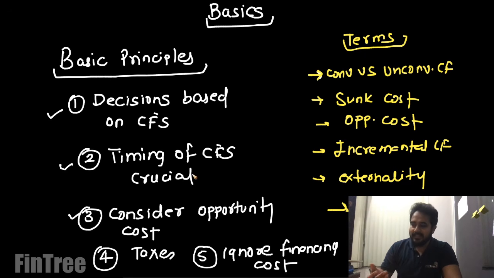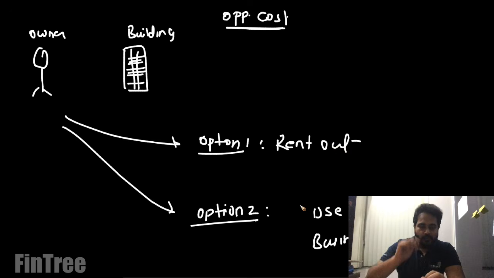Second, timing is important. The amount of money received today and the same amount received after 2 years, it's not the same thing, right? These are different amounts. So the timing of the cash flow is important. The third concept is you have to consider opportunity cost. Now, what do you mean by opportunity cost?